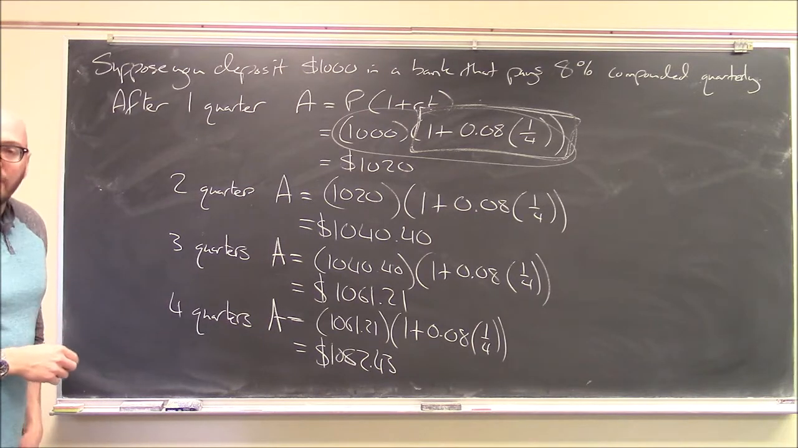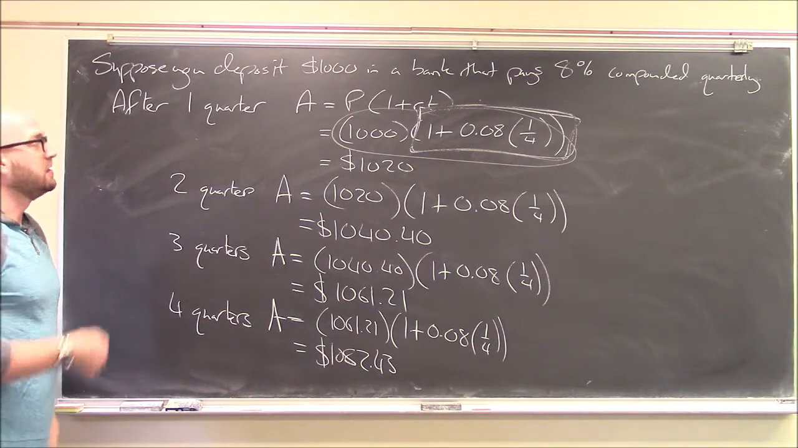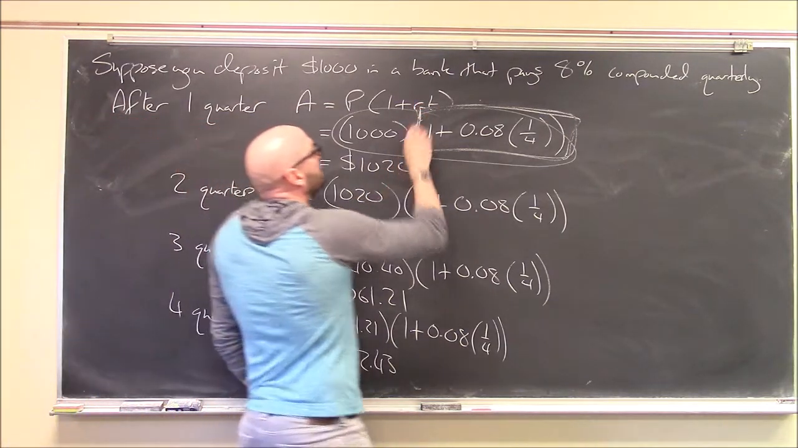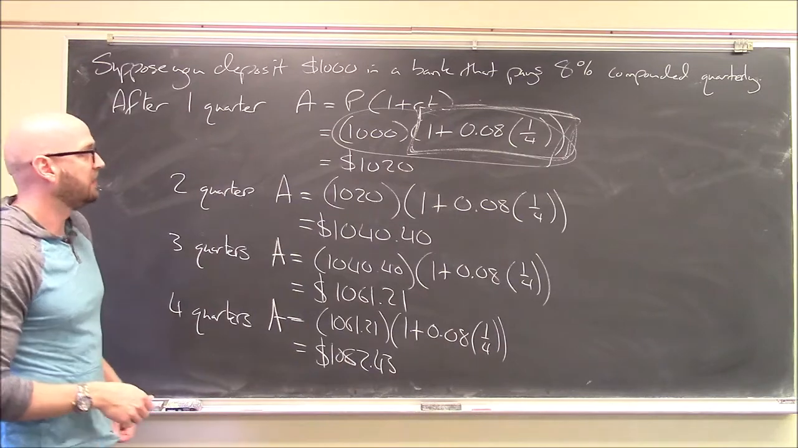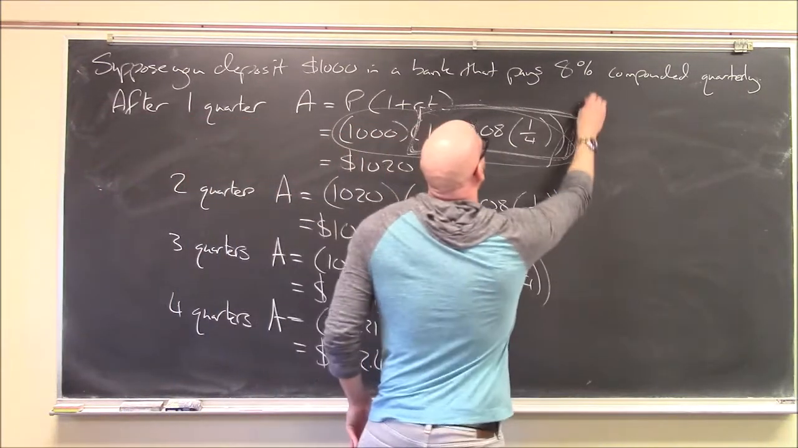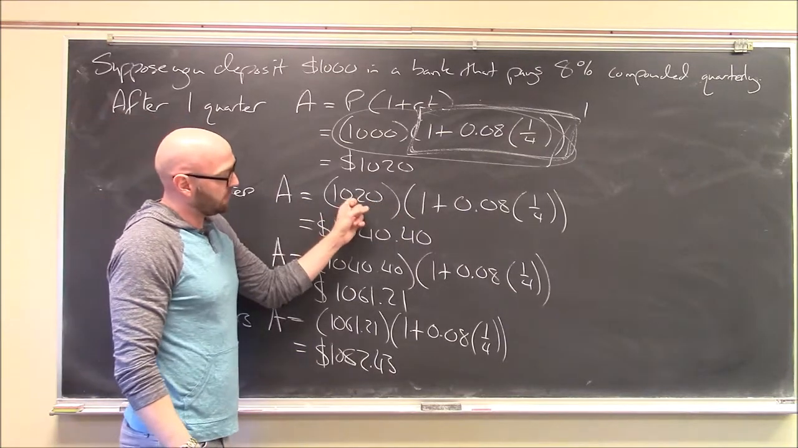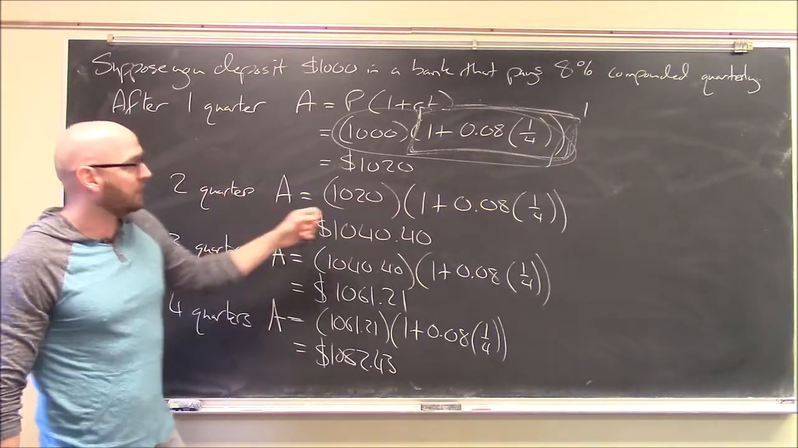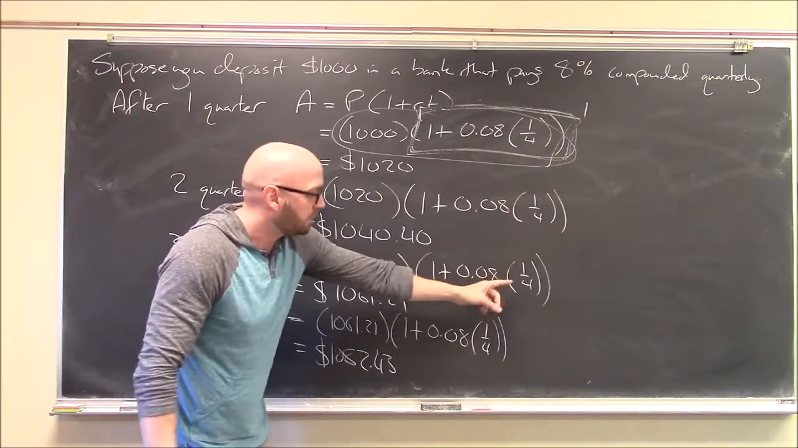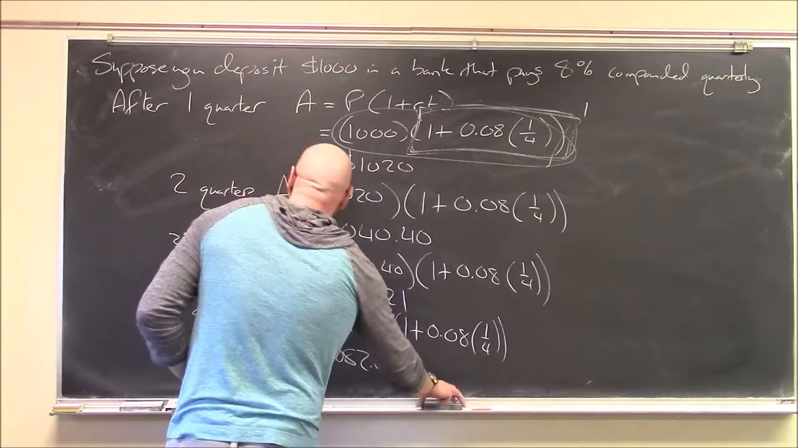We're just multiplying by that over and over and over again. So there's an exponential thing happening here, right? It's our original principal times this guy raised to some number. In this case, it's raised to the power of 1 for 1 quarter. Here we multiplied by it twice. To get 1,020, we multiplied by it once, and then again to get 2 quarters. So it's really this guy raised to the power 2, then to the power 3, then to the power 4. So let's write down a nice formula for compound interest.